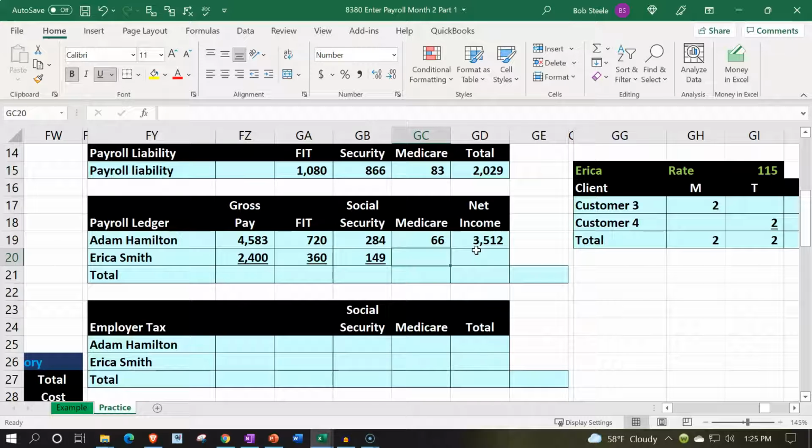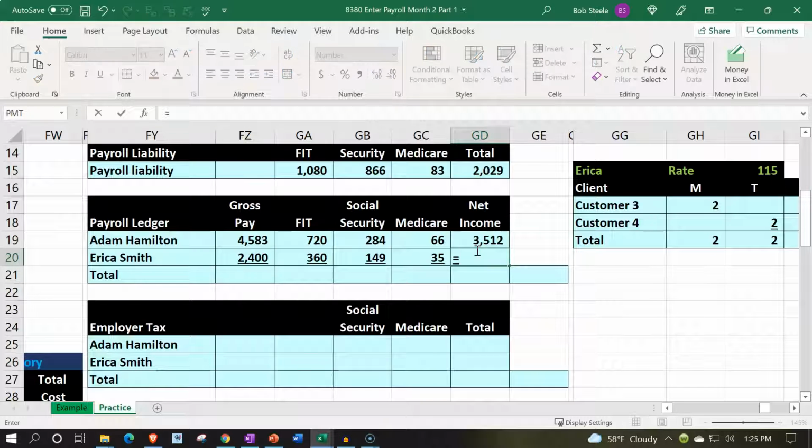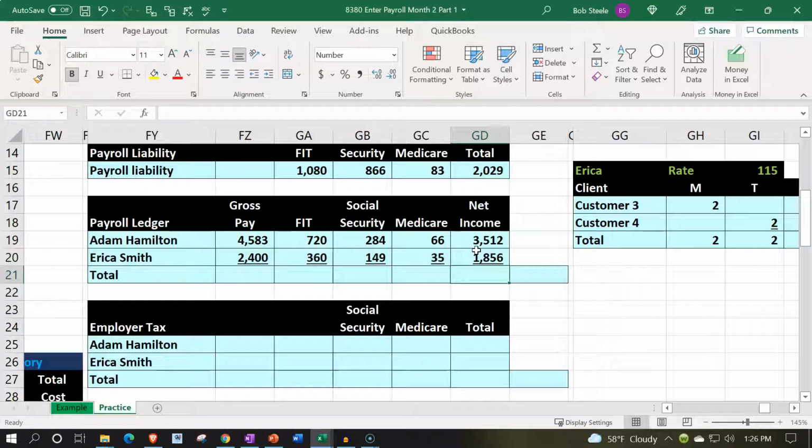Then we're going to say that the Medicare is going to be equal to the 2,400 times 0.0145. That's going to be the 35. And so then we'll say this is going to be equal to the 2,400 minus the sum of these two. So that's going to be a little bit fancier of a formula. And we're going to make one change up top.